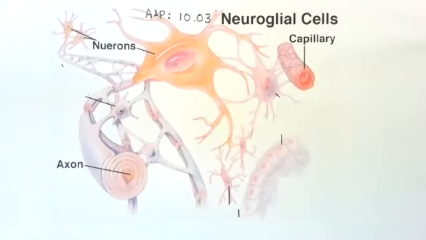This is Anatomy Physiology Lesson 10.03 over neuroglial cells. In our last video lesson, we talked about the anatomy of a neuron. I think we talked about the fact that the neuron we were looking at was in the peripheral nervous system. In the first video, we talked about the difference between the peripheral nervous system and the central nervous system.